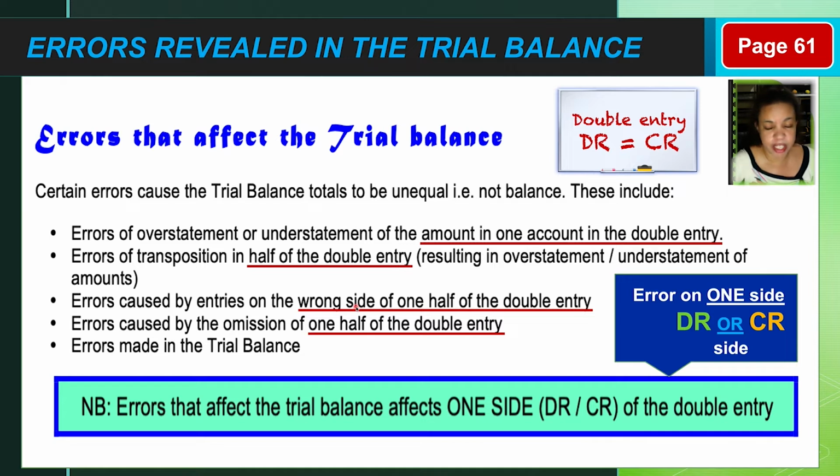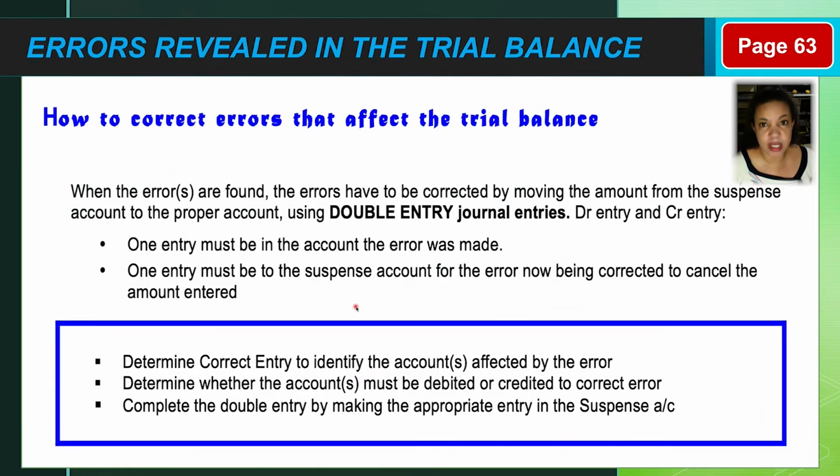Even though the double entry, the journals, everything else was correct, you come at the end of the game and you put it on the wrong side. But as I said, we're not going to do that one now. We are going to do the others in terms of the one-sided error, so to speak.